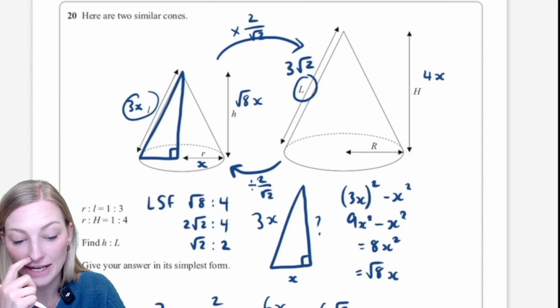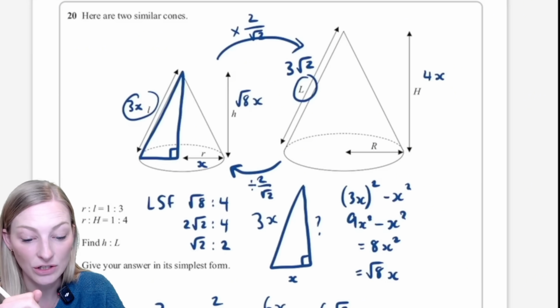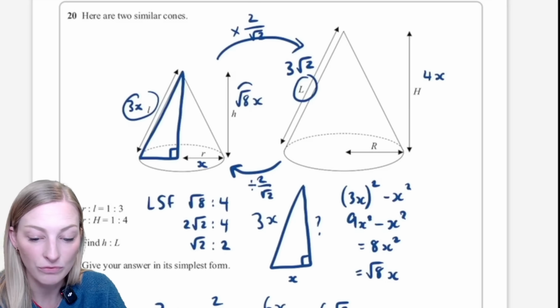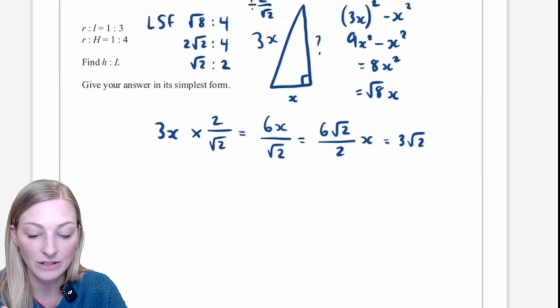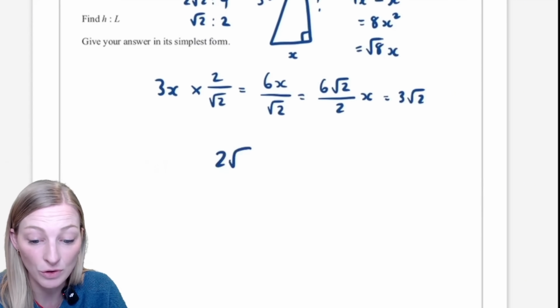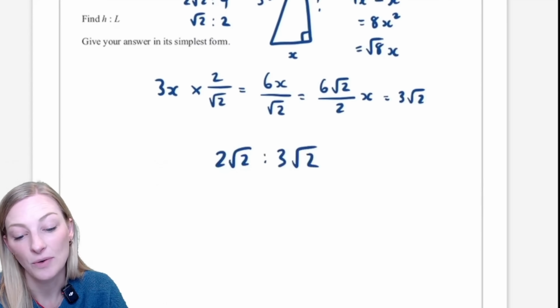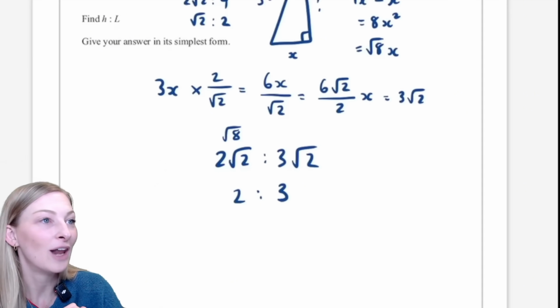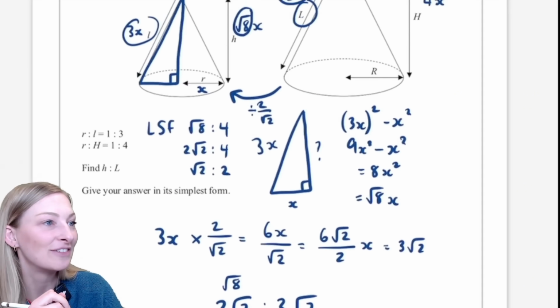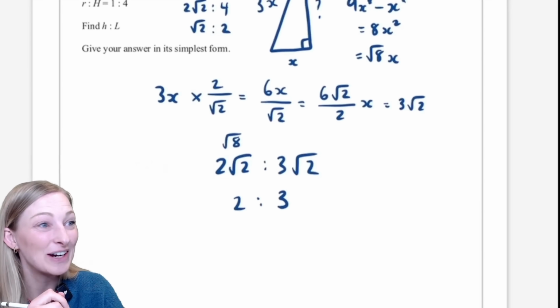And the final part of this is to find the ratio h to capital L. So root 8x to 3 root 2x, we can lose the x's for the ratio. Root 8 to 3 root 2 is 2 root 2 to 3 root 2, which gives you the ratio 2 to 3. That was root 8. A lot of surds, a bit of similar shapes. Hopefully that made sense. Quite tricky, that one, wasn't it?